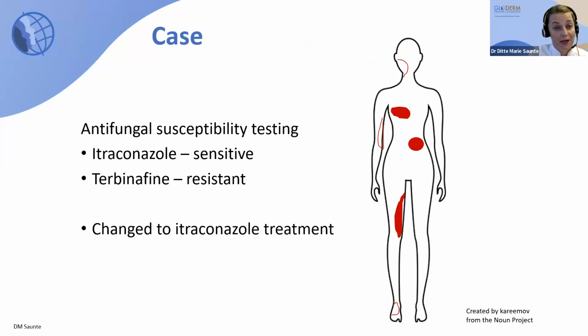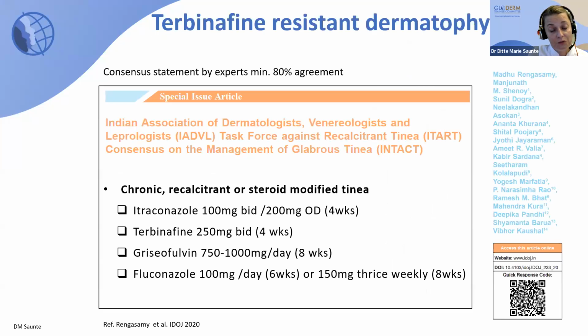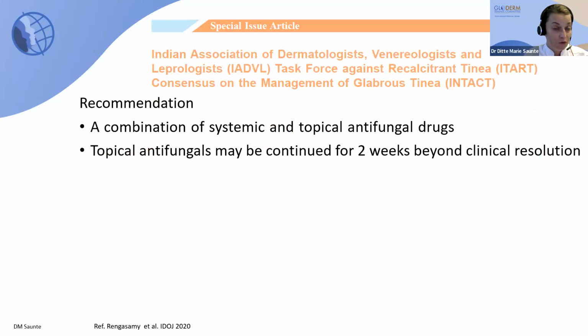And I'll just go back to the first case that I presented for you, which was terbinafine resistant but itraconazole sensitive. We changed her to itraconazole and she responded very well. This is in line with the Indian consensus guidelines from 2020, where they suggest that chronic recalcitrant or steroid-modified tinea should be treated with itraconazole as first line therapy together with terbinafine, at a higher dose than normally suggested for terbinafine, twice daily, or griseofulvin and fluconazole. Just to show you here that they often suggest a combination of systemic and topical antifungal therapy.